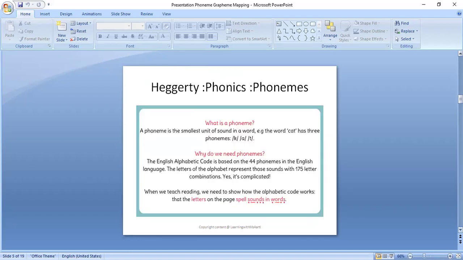Phoneme again is the smallest unit of sound in a word. Example, the word cat has three phonemes.